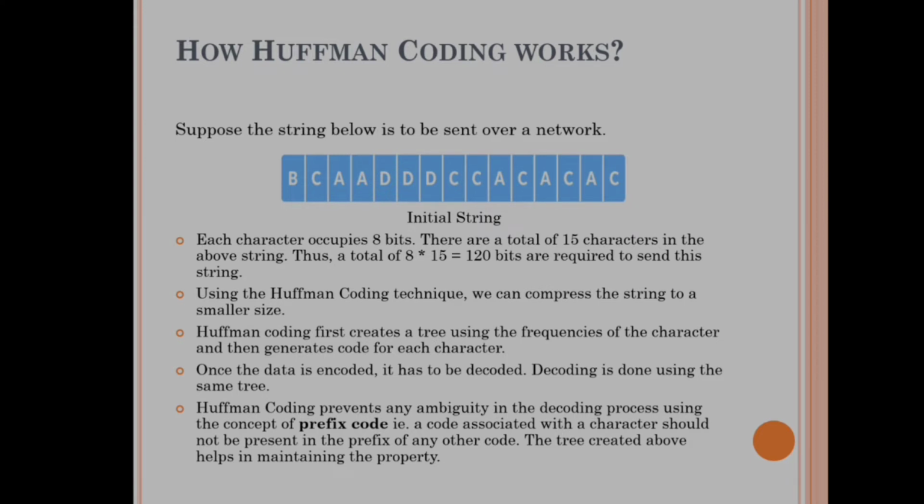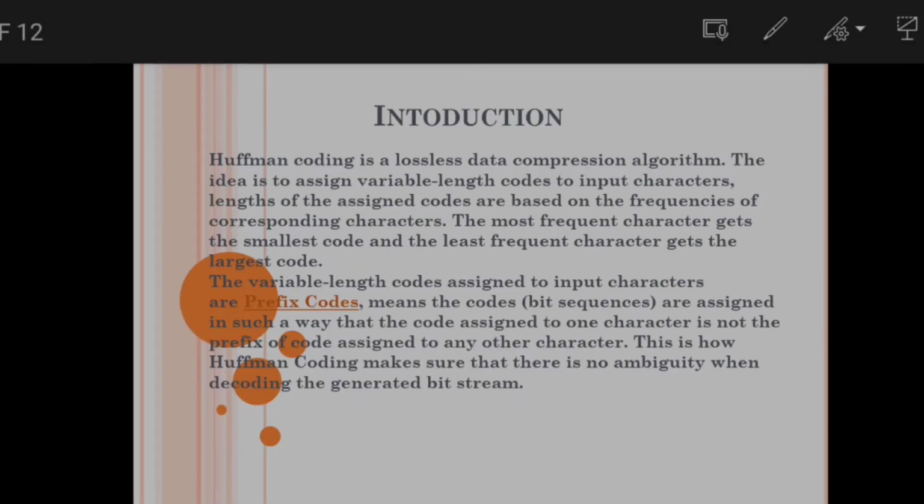Huffman coding prevents any ambiguity in the decoding process using the concept of prefix code. That means a code associated with a character should not be present in the prefix of any other code. The tree created above helps in maintaining this property.